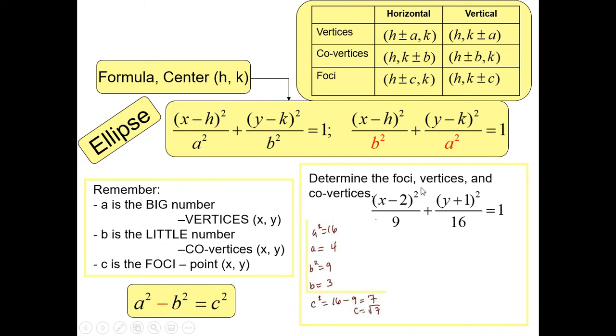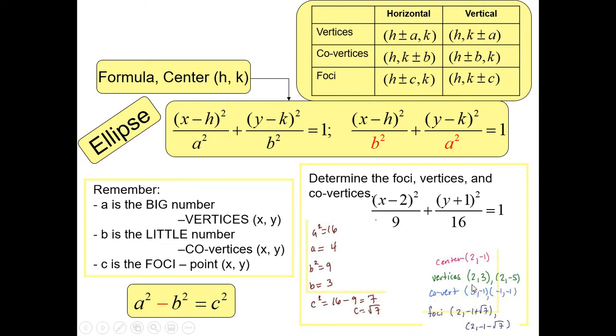problem here. Determine the foci, vertices, and co-vertices. So here, my A is going to be 4, because it's going to be the square root of 16 here. My B is going to be the square root of 9, which is going to be 3. And my C squared from this equation here is going to be 16 minus 9 is 7, the square root of 7. So my center is at 2, -1.